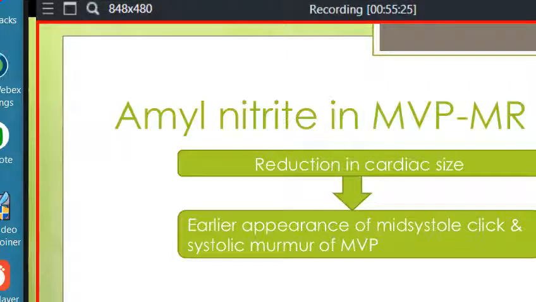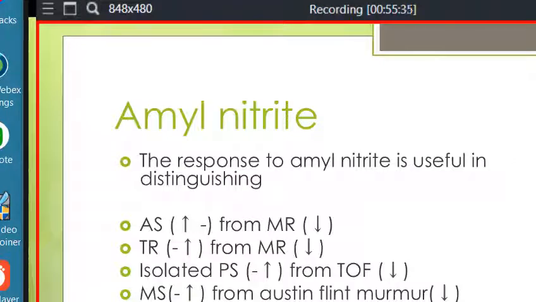There's a reduction in cardiac size, and there's an early appearance of the mid-systolic click and late systolic murmur of mitral prolapse. The intensity of the systolic murmur exhibits a variable response with amyl nitrate. So amyl nitrate is very useful in distinguishing aortic stenotic murmur from mitral regurgitation murmur. When you have a systolic murmur in the left upper sternal border and you want to differentiate aortic stenotic murmur from mitral regurgitation murmur, this is a very useful maneuver. The aortic stenotic murmur increases in intensity, whereas the mitral regurgitation murmur reduces in intensity.